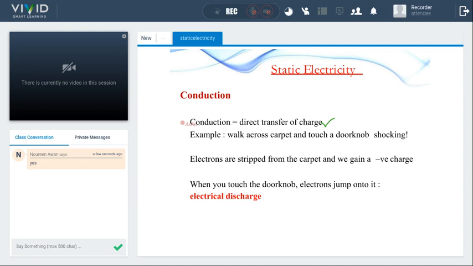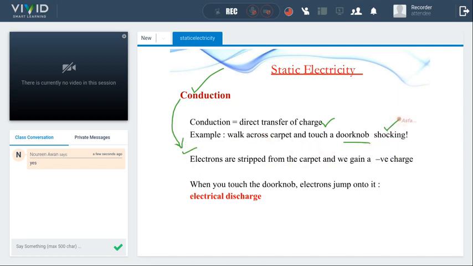Example: walk across the carpet and touch a doorknob. Shocking. Yes, you got shocked. Why is it happening? Have you ever observed it? Yes, you have observed, and that shocking is because of the transfer of the charge. That is due to the conduction. The charges you got are just transferred to the metal, that was the doorknob, and you got the shock. Electrons are stripped from the carpet and we gain a negative charge. That is the explanation of the conduction.